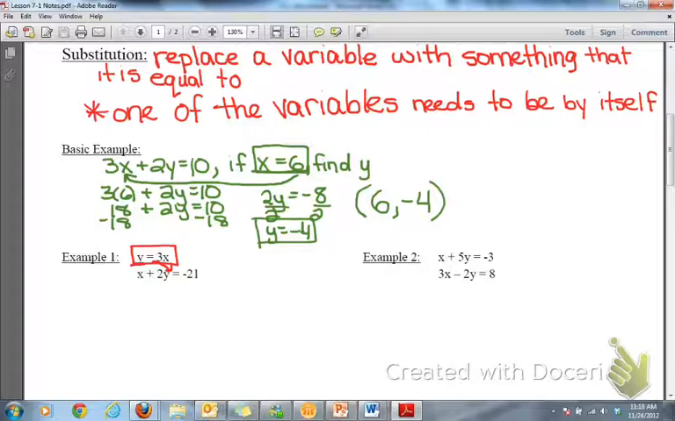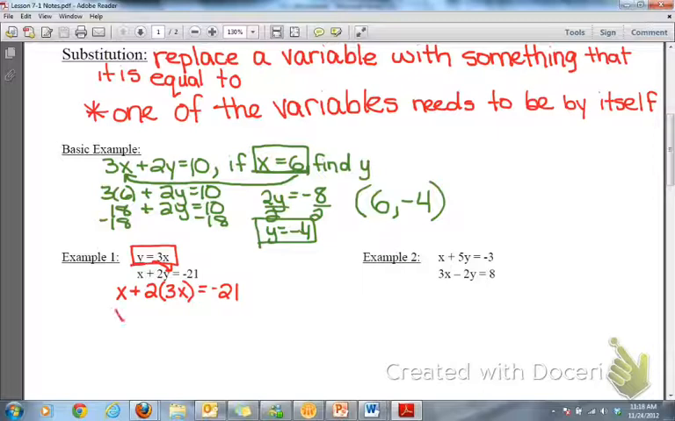So that's going to look like, let's see, we have the x to begin with, plus 2 times y, but y is 3x, and that's equal to negative 21. So now I just have this one equation that I just wrote, and there's only one variable, so I can work on getting that variable by itself.